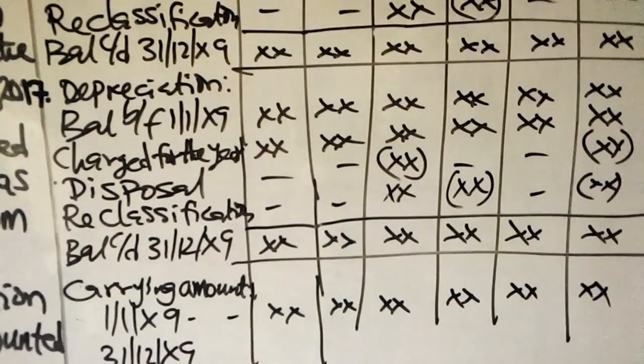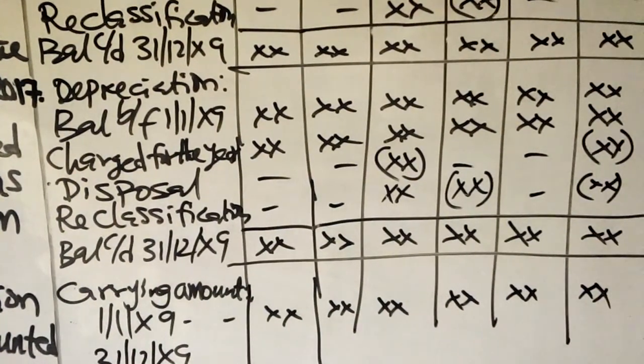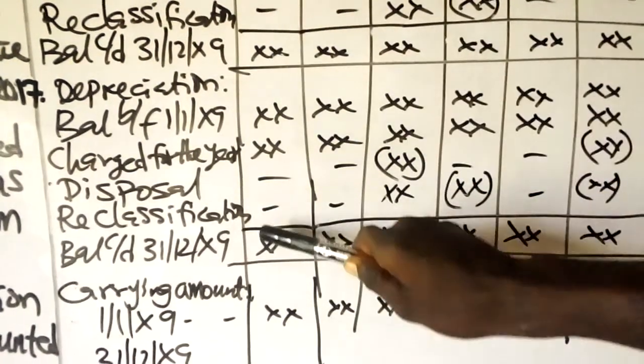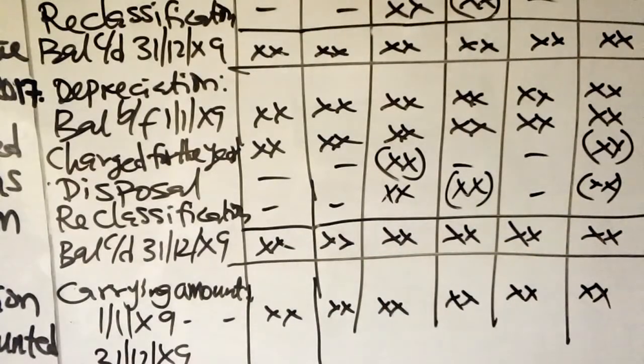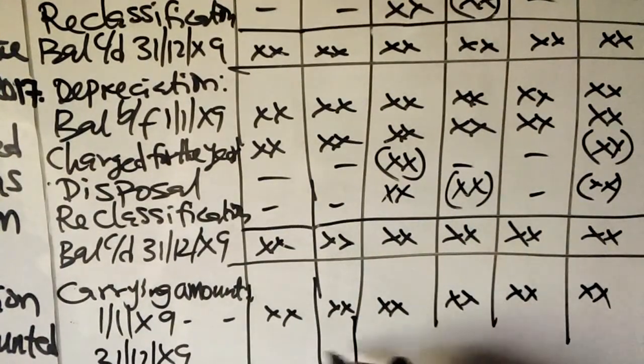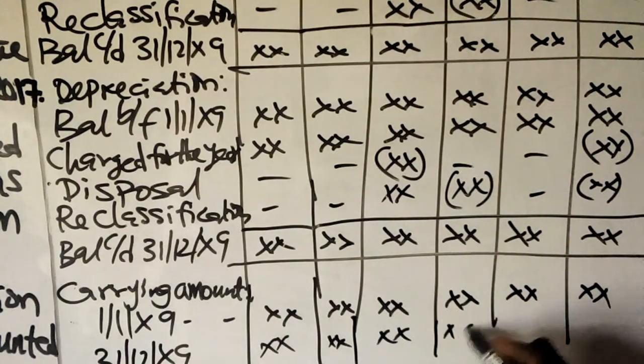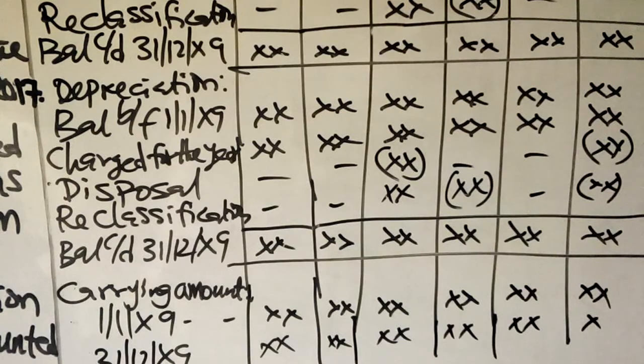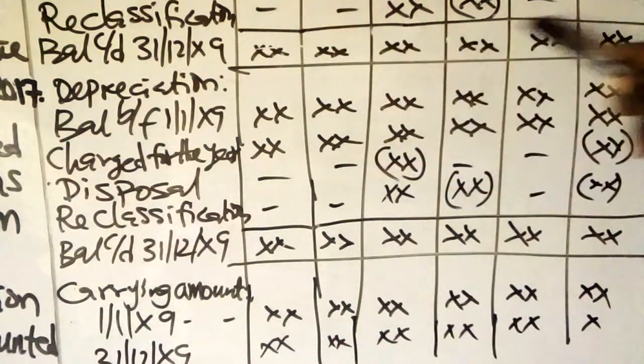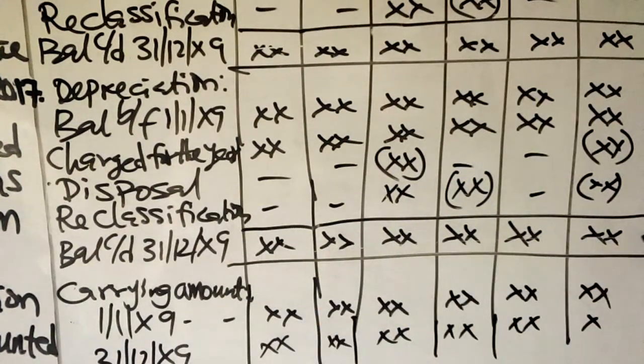Then, to get the carrying amount at the end, you have the total of the cost column minus the total accumulated depreciation. That is what you have in this column minus what you have in the total accumulated depreciation column. That will give you the carrying amount at the end of the period.